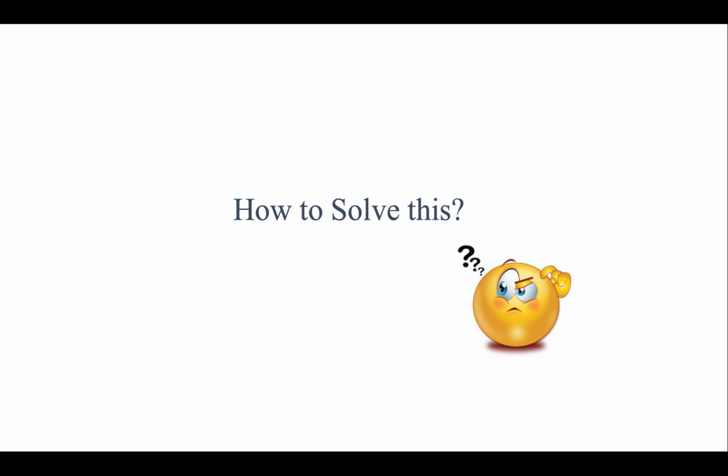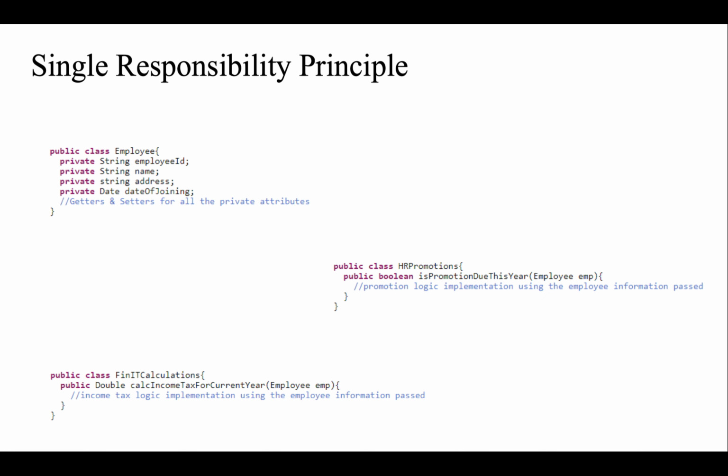So the single responsibility principle says a class should have only one reason to change. So how are we going to fix this? We are going to break the responsibilities into a number of classes. So for example, we will create an employee class. It will only have the responsibilities related to the employee itself. As of now, I am keeping it only for the attributes.